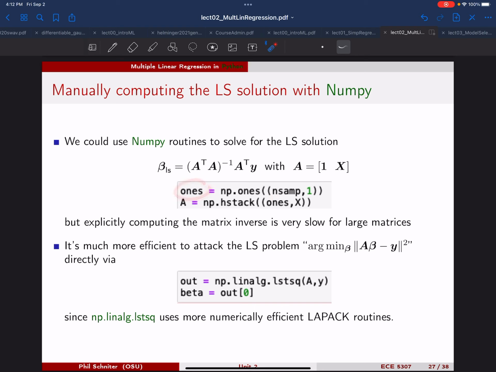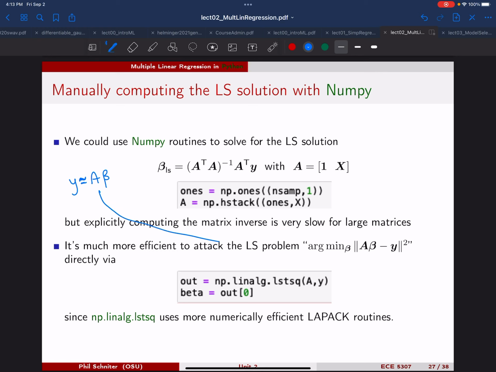We'll just name it ones. Then, assuming we've already constructed x from our data, we need to stack the ones next to x. You can do this with the NumPy hstack, horizontal stack, and then we get our A matrix. Then we want to approximately solve y equals A beta, and we do it with least squares.